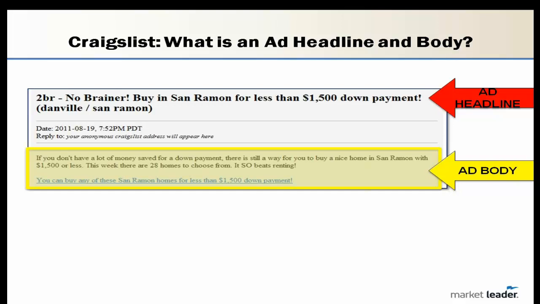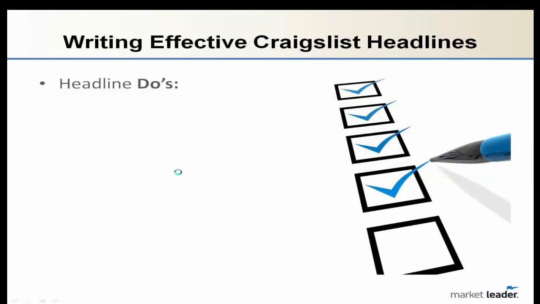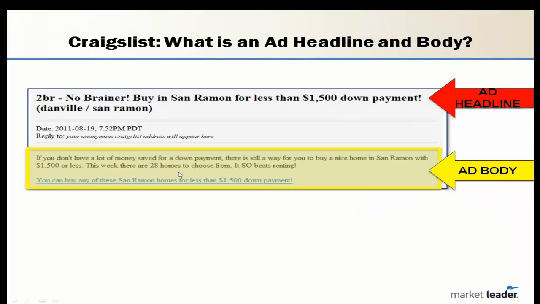You can see on this ad right now, the call to action is this link, right? You can buy any of these San Ramon homes for less than $1,500 down payment. Okay, so let me go back. So you can see that's the ad headline, that's the ad body. Again, the whole thing is it's a funnel, right? I want to get as many people as possible to click that headline, and then as many people as possible to do the call of action, which is going to drive them to my website.